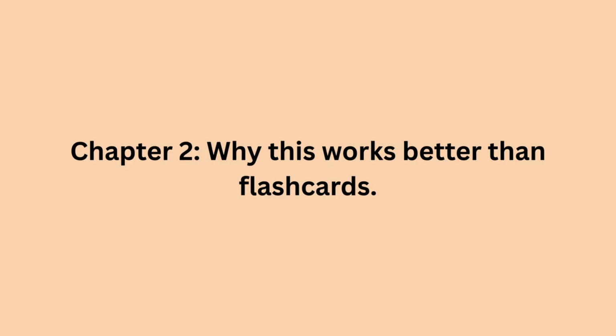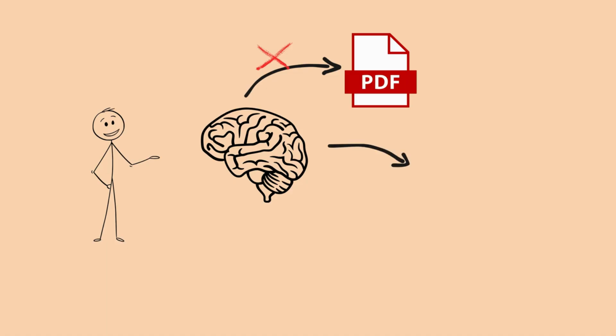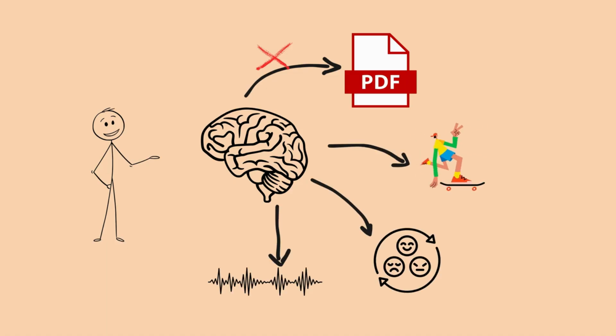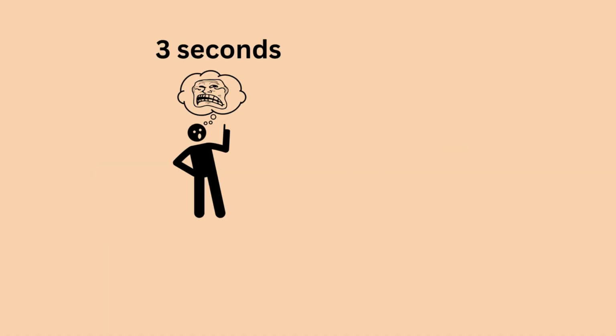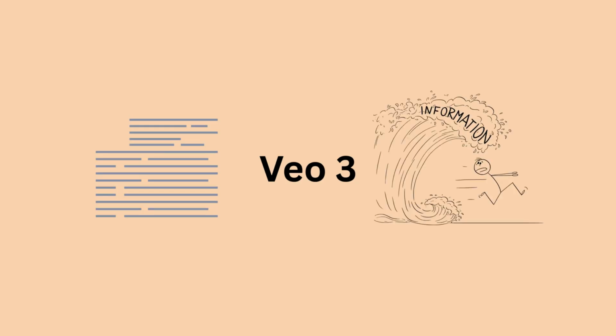Chapter 2. Why this works better than flashcards. Here's the deal. Your brain isn't built for PDFs. It's built for motion, emotion, and rhythm. That's why you remember 3-second memes, but forget what you just read 5 minutes ago. VO3 takes advantage of that. You don't just see text, you feel the info.